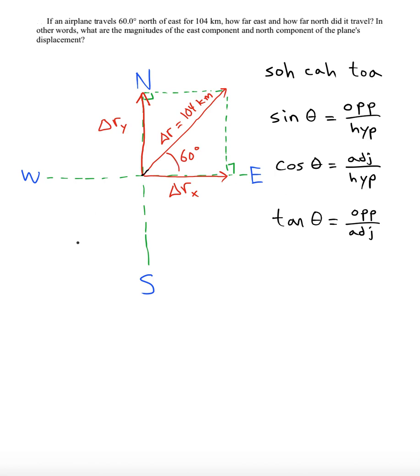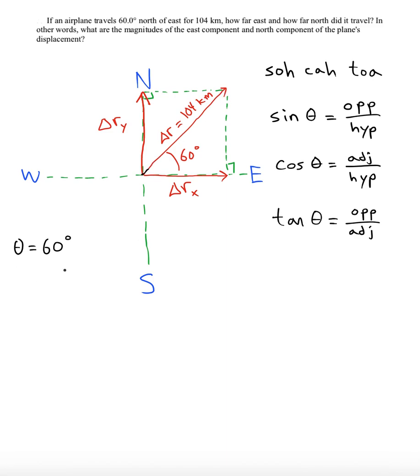All right, so just on the side, I'm going to write down what I have. I know that the theta is 60 degrees. I was also given this long edge of the triangle, which is the hypotenuse. So I know the hypotenuse is 104. I would like to find the adjacent side. That is the leg that is touching the angle. So which trig function would be best for us to use considering what we have and what we want?